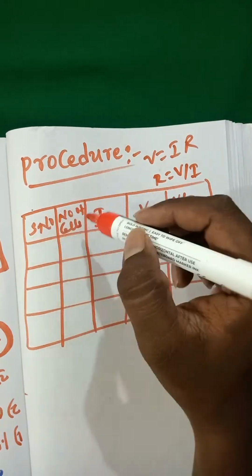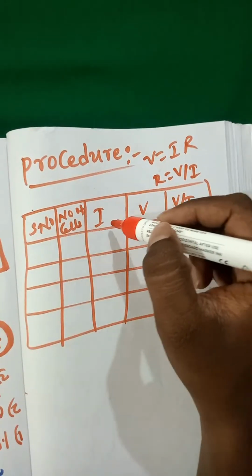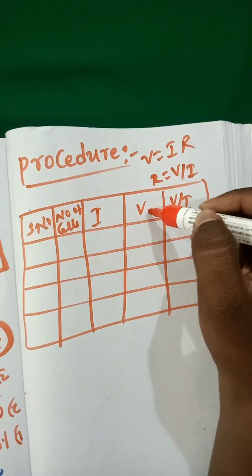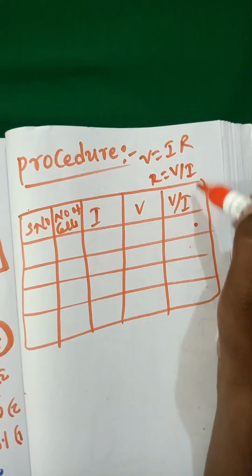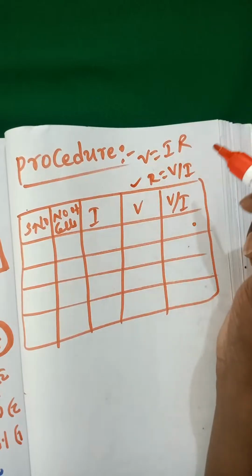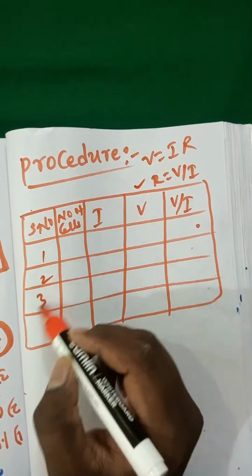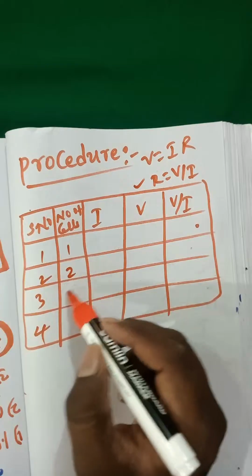So serial number of cells, ammeter reading, that is nothing but current, voltmeter reading, that is nothing but potential difference. So here V by I is nothing but R value. So 1, 2, 3, 4. Anyway, 4 cells I'm taking.